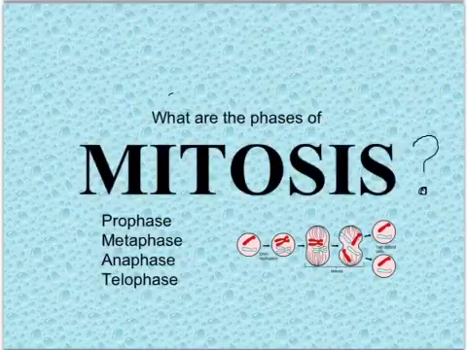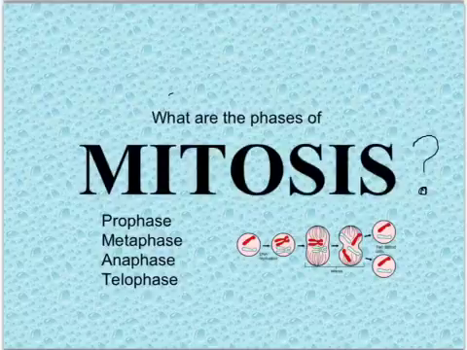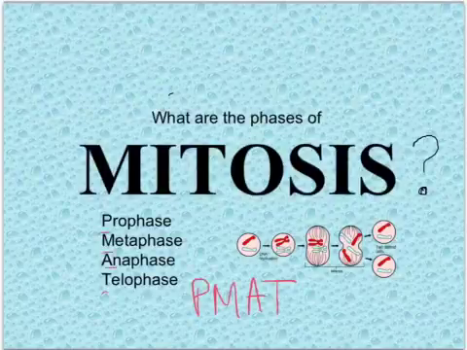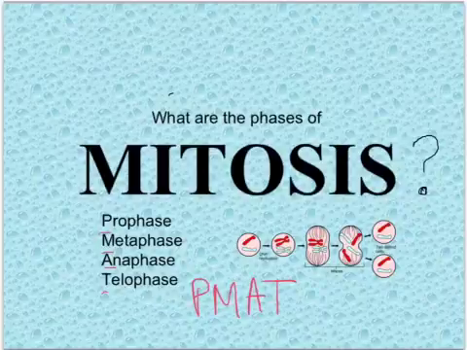The major thing you have to understand for this class about mitosis is the different phases. So there are 4 phases of mitosis: prophase, metaphase, anaphase, and telophase. One easy way to remember that is PMAT. Besides knowing what mitosis is and why it happens, the only other thing you're going to have to know is these 4 phases and what happens in each.